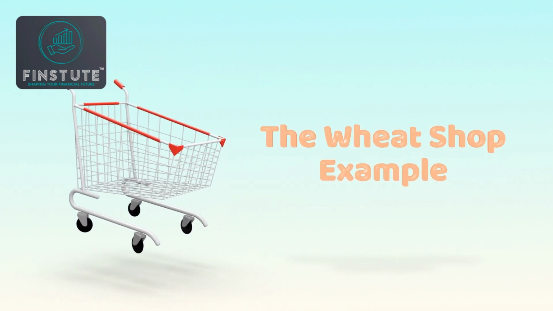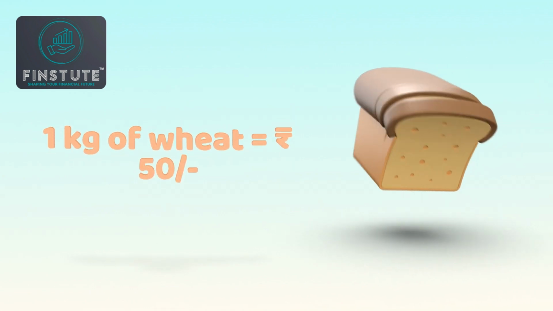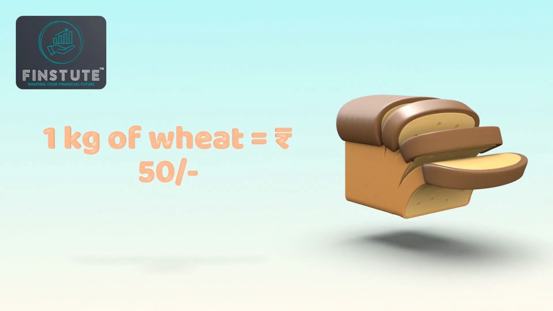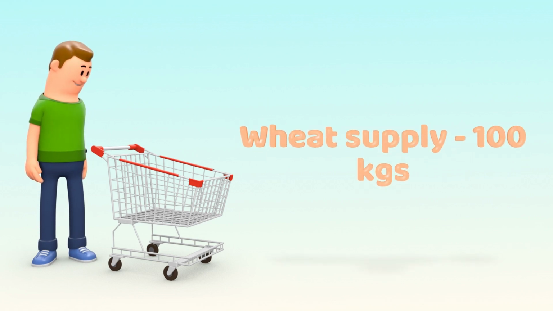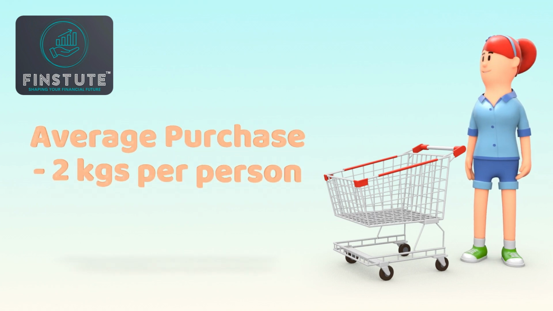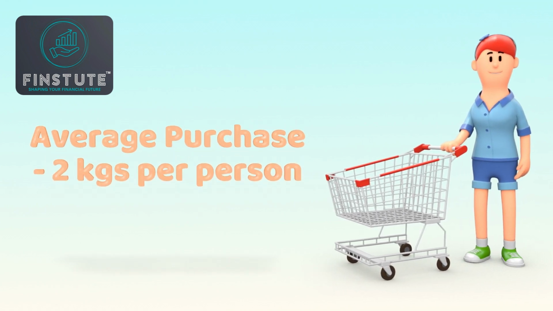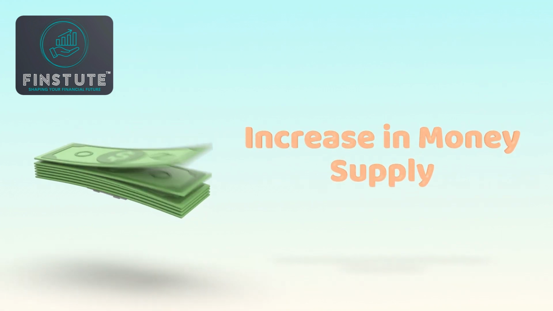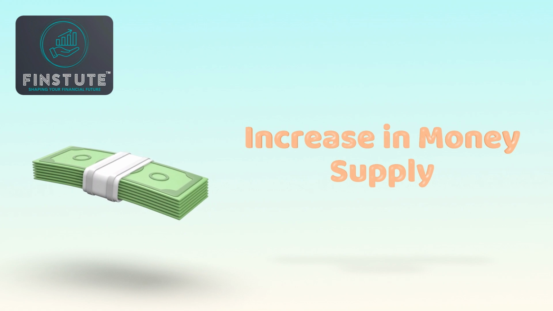Imagine there is only one shop in a village which sells wheat. The shopkeeper sells 1 kg of wheat for 50 rupees. He stores 100 kgs of wheat in his shop based on his experience. On an average, a person buys 2 kgs of wheat from the shop. Let us now assume that RBI prints more money and circulates among the public.